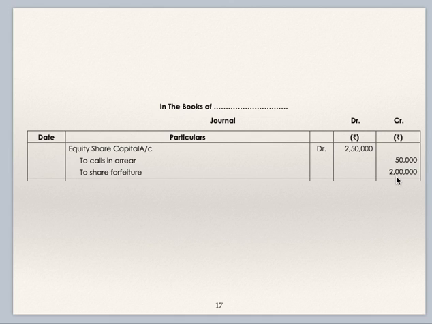to the share forfeiture account. Equity share capital account debit 25,000 into 10. To calls in arrears 25,000 into 2, amount not received on forfeited shares. To shares forfeiture account 25,000 into 8, amount received on forfeited shares. This entry is for forfeiture of 25,000 shares.